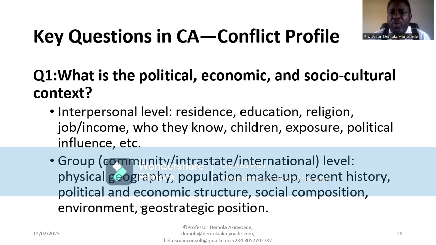Economy. We talk about the economy of Nigeria. Oh, Nigeria is the richest country in the world. The GDP of Nigeria is this. All these things is what we're talking about, because this kind of analysis we are doing is a macro level analysis. Macro level, because it's at the national level. It's not a conflict between individuals. And also, we look at the socio-cultural context. We need information of the socio-cultural context. All this information will constitute the conflict profile, the conflict environment.